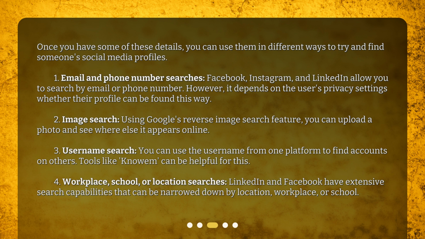2. Image search. Using Google's reverse image search feature, you can upload a photo and see where else it appears online. 3. Username search. You can use the username from one platform to find accounts on others. Tools like Knowem can be helpful for this. 4. Workplace, school, or location searches. LinkedIn and Facebook have extensive search capabilities that can be narrowed down by location, workplace, or school.